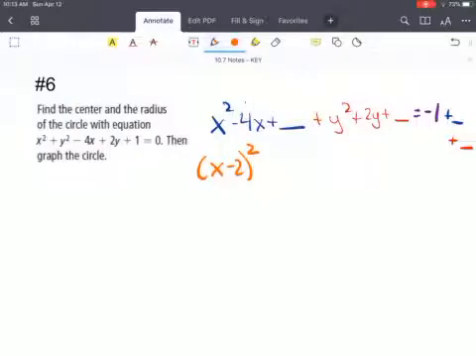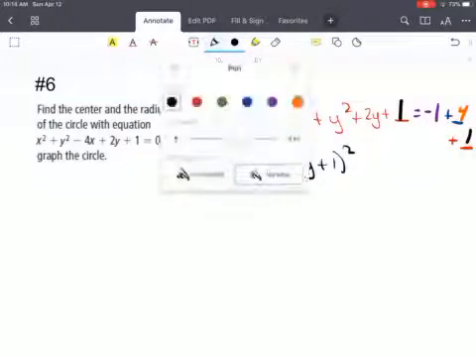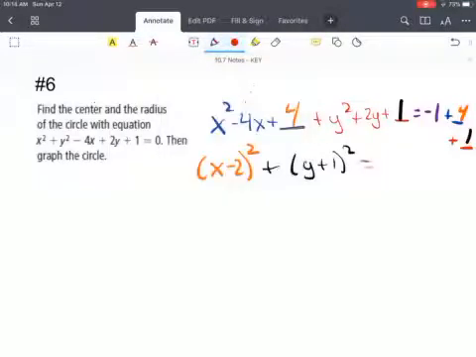In order to complete that, though, I need to add a 4 to both sides. For the second one, half of 2 is 1. In order to do that, I need to add a 1 to both sides, which gives me negative 1 plus 4 plus 1, which is 4.